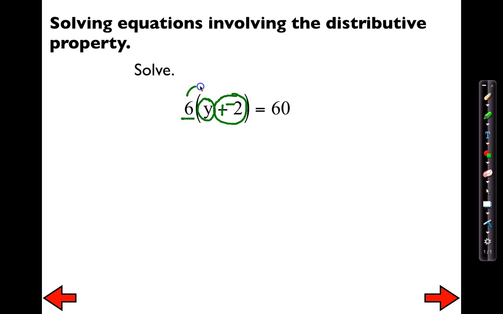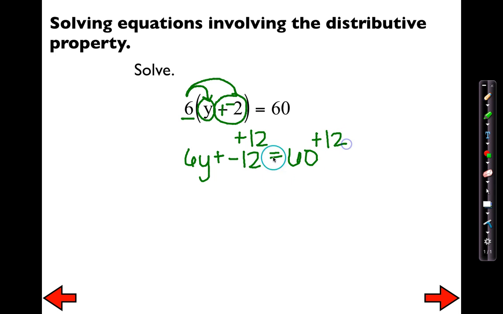So here, we're going to go ahead and distribute and say 6 times y is 6y. And then 6 times a negative 2 is a negative 12. So here you can put plus negative 12 equals 60. Now, what we typically do first is undo addition or subtraction, also known as getting rid of the constant. So in order to get rid of this negative 12, I'm going to go ahead and add 12 to both sides to get rid of the constant. That's going to leave me with 6y equals 72.